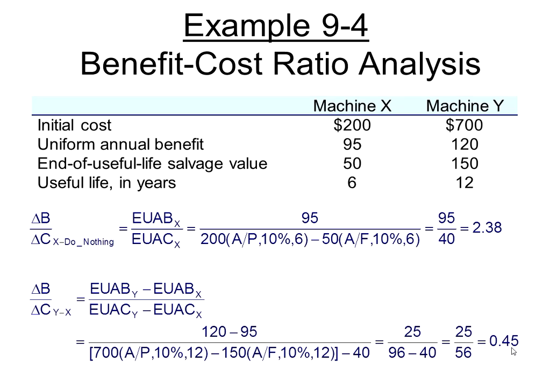So once again, we're going to compare it to 1 because we want the benefit to exceed the cost. 0.45 is less than 1. So the benefit does not exceed the cost, this incremental benefit to cost. And so we're choosing the lower cost alternative because the ratio is lower than 1. When it's higher than 1, we're using the higher initial cost. So this means that we're going to choose machine X. Machine X is the final answer.